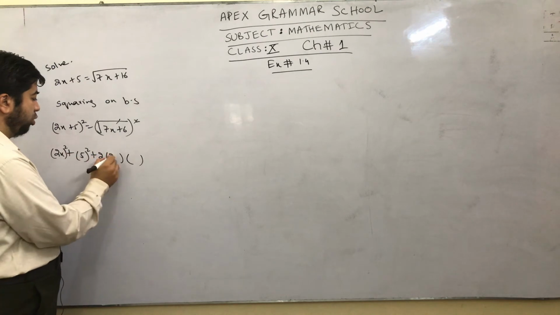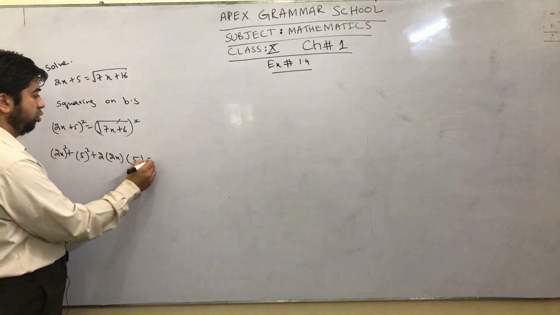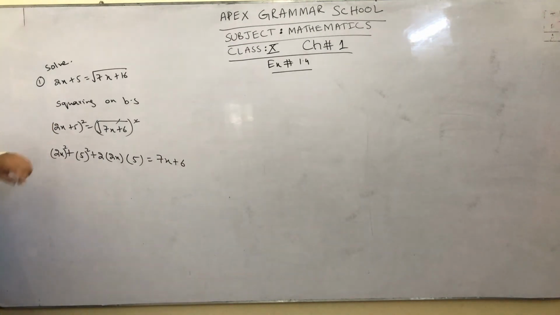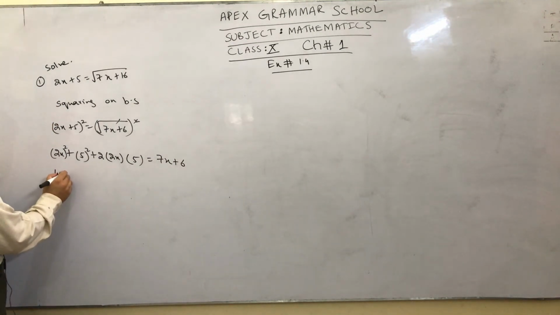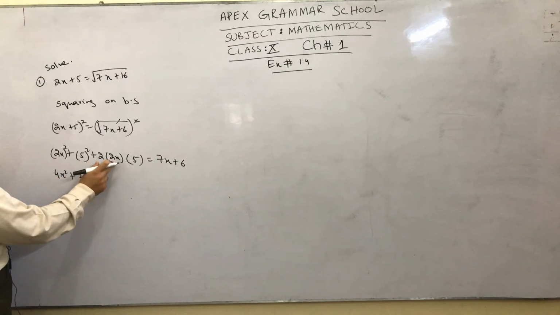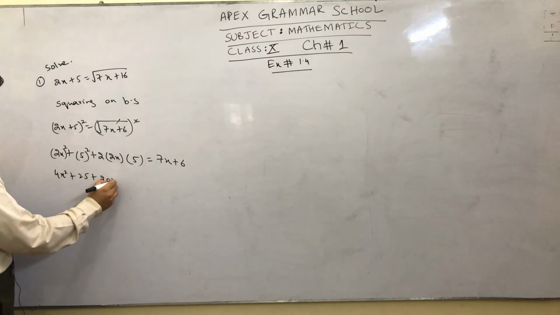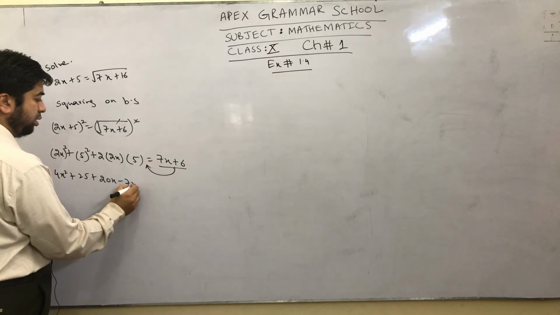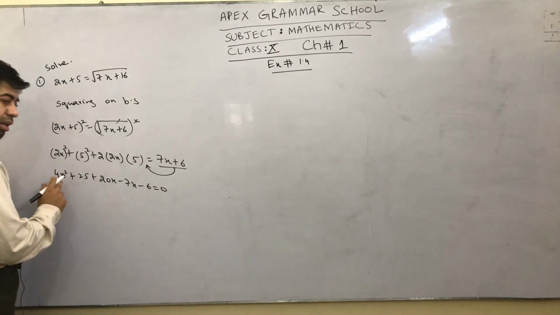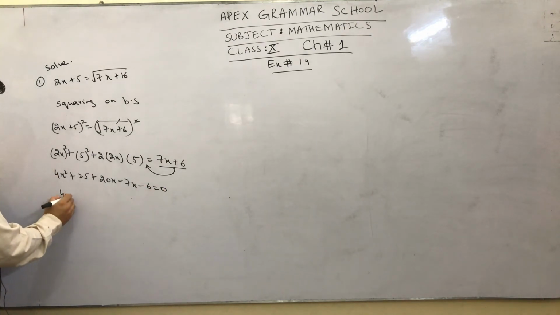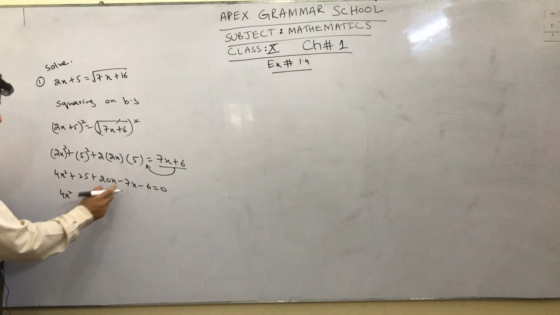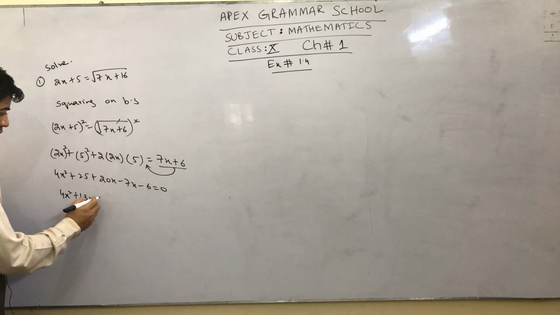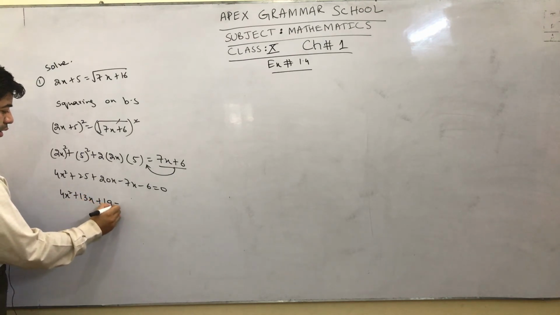What is the value of a? 2x. And what is the value of b? 5, is equal to 7x plus 6. So now 2x square, like 4x square, plus 25 plus 2ab: 2 twos are 4, 4 fives are 20x. And this 7x and plus 6 will be negative here, minus 7x minus 6 is equal to 0. Now rearrange it. 4x square, 20 minus 7 plus 13x, 25 minus 6 plus 19 is equal to 0.